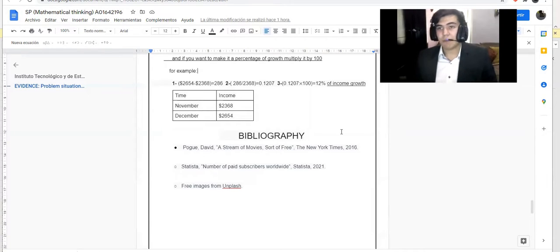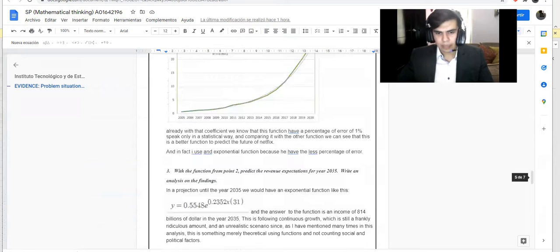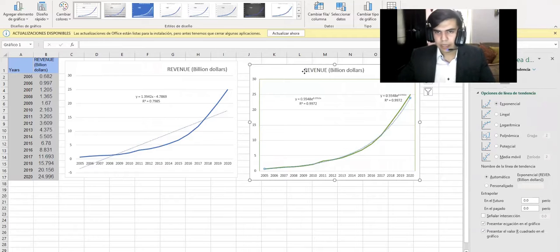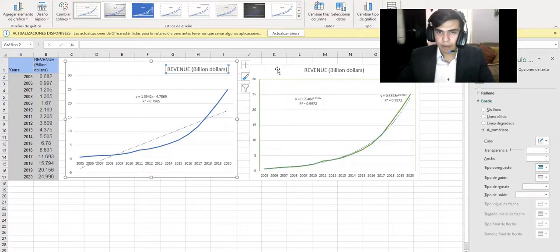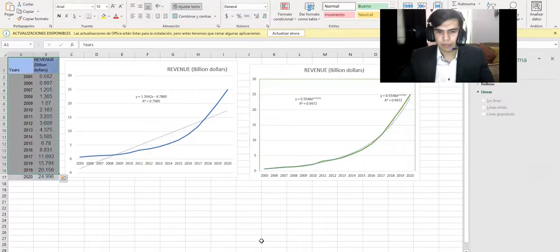And this is the bibliography. I put the same bibliography that you used in the situation problem that you put us in Canvas, and that's all. We can see here the graphs that I used, the graphs with the line function and the exponential function and the table of incomes of Netflix.